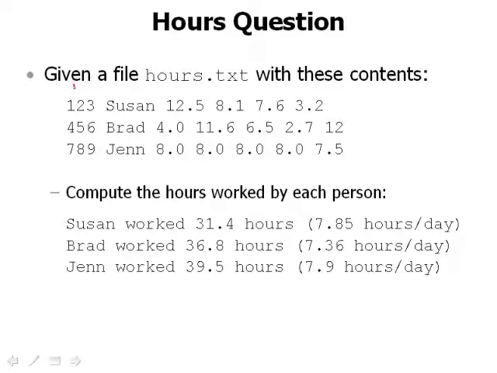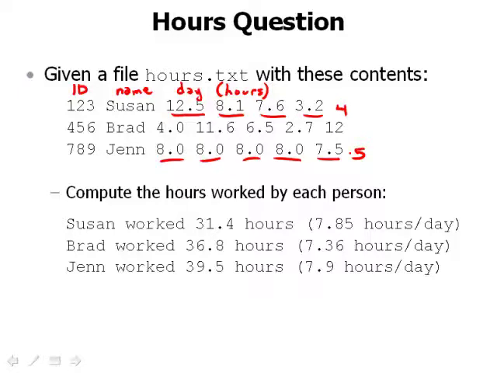And so the first thing on each line is the employee's ID number, and the second thing on the line is the person's name. And then after that, each of the remaining tokens is a day that the person worked at the company, and this is how many hours the person put in that day of work. If you look carefully, the number of these tokens is not the same. On this first line, Susan worked 4 different days this week, and Brad and Jen both worked 1, 2, 3, 4, 5 days in the week. So you shouldn't make any assumptions about exactly how many days the employee worked.